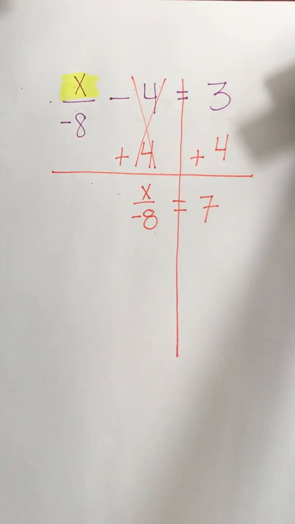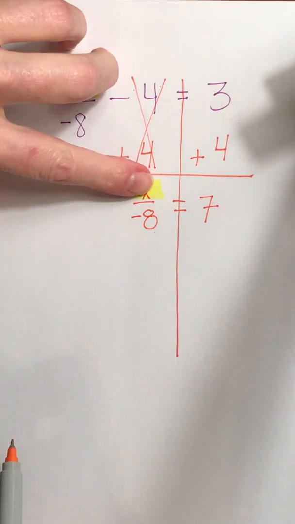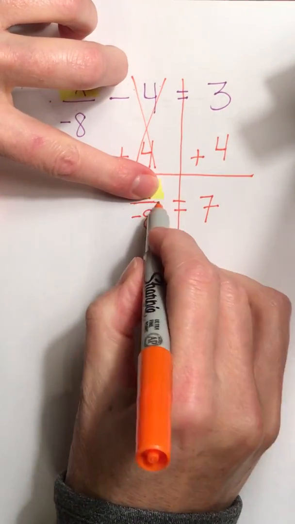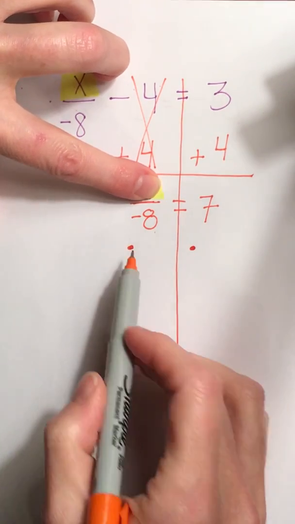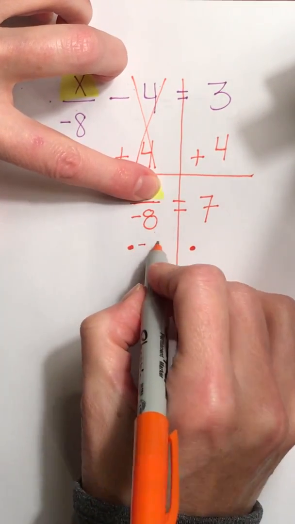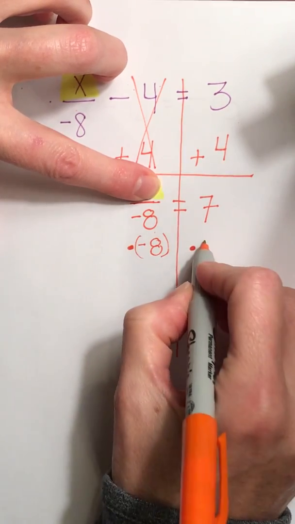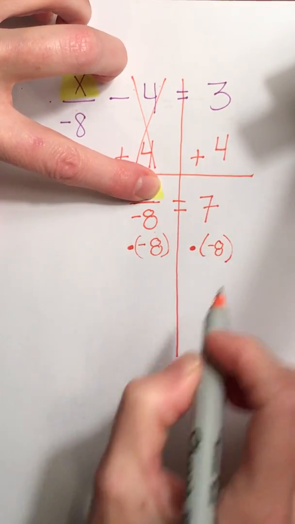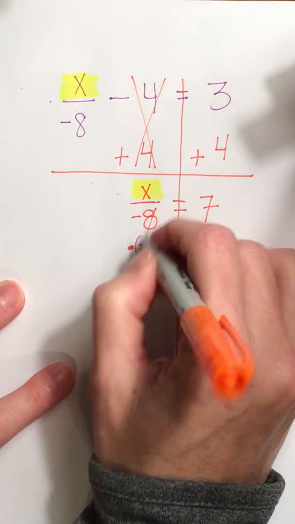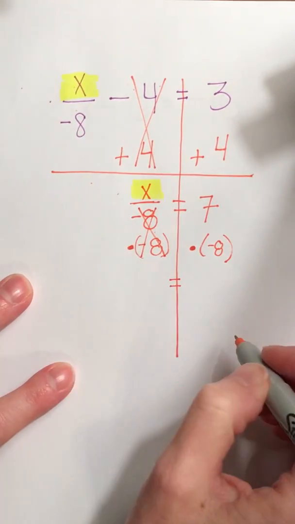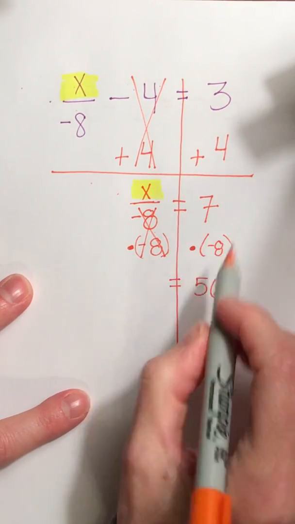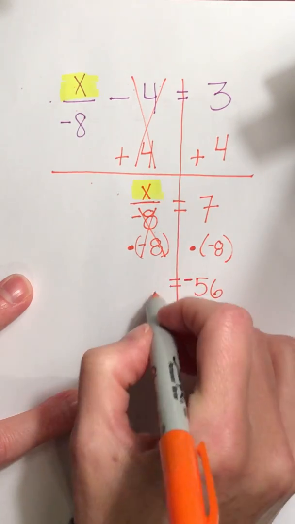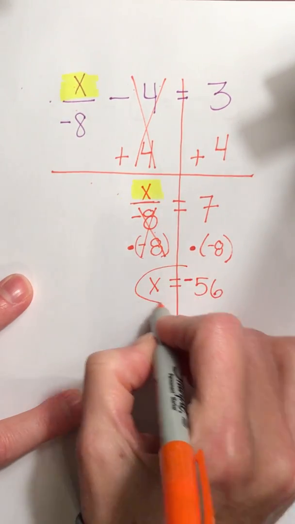And again, I'm still looking for that variable x. And if I cover that up, I see they have division. So the opposite of dividing is multiplication. And their number is -8. So my number is going to be -8. I'm just putting parentheses so it stands out. Now these two numbers will cancel. And 7 times 8 is 56. And when you multiply, a negative times a positive is a negative. And I'm going to bring down my x.